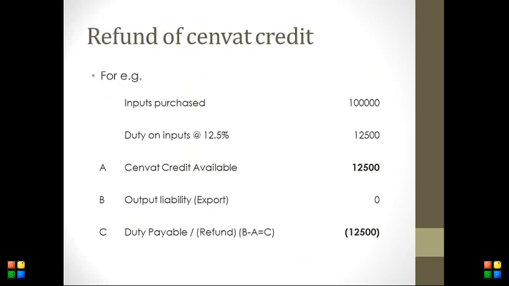So how does this happen? We can check it here. Input purchased is rupees 1 lakh, duties on inputs 12,500. So Cenvat credit available is 12,500, but the output liability in case of export or deemed export is 0. So duty payable or refund is 0 minus 12,500, which is minus 12,500. That means a refund of 12,500 will be received by the manufacturer.